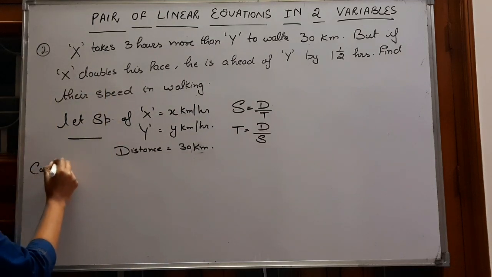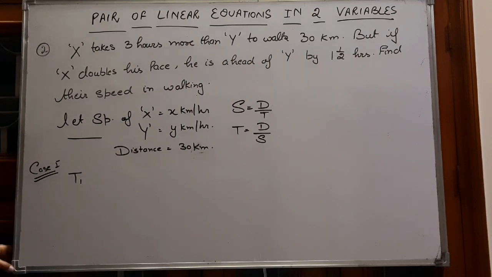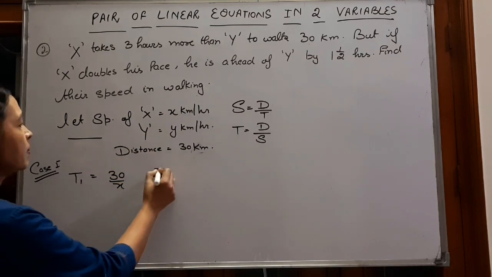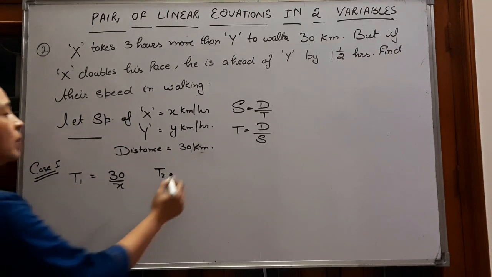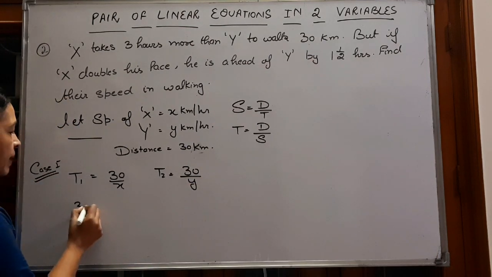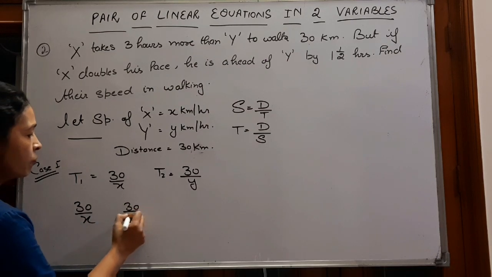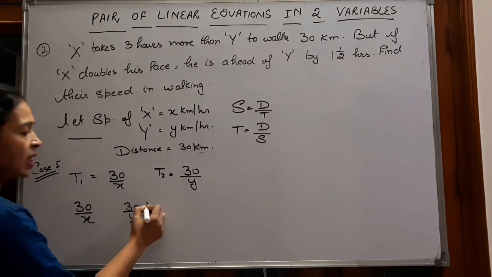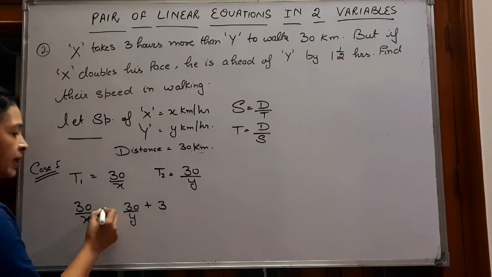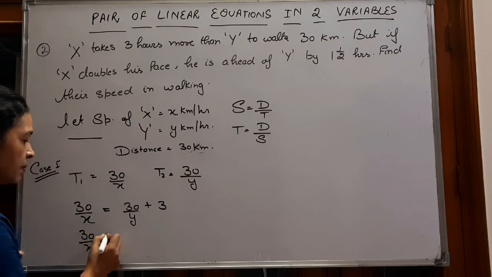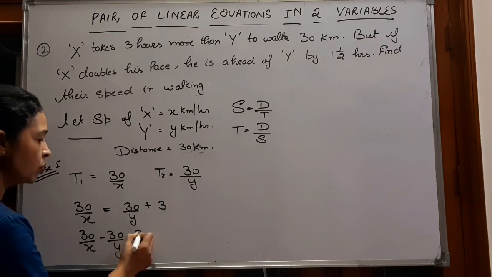Case 1. Let time taken by X to finish the walk is T1, which is distance upon speed, 30 by X, and time taken by Y to finish the walk is T2. It will be 30 by Y, distance upon speed. Now, this is time taken by X and this is time taken by Y. X takes 3 hours more than Y. If we add 3 hours more in the timing of Y, the timing of both will be the same. Okay? We have 30 upon X minus 30 upon Y equals to 3.